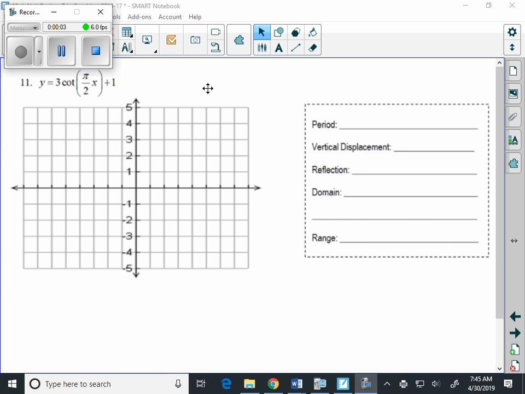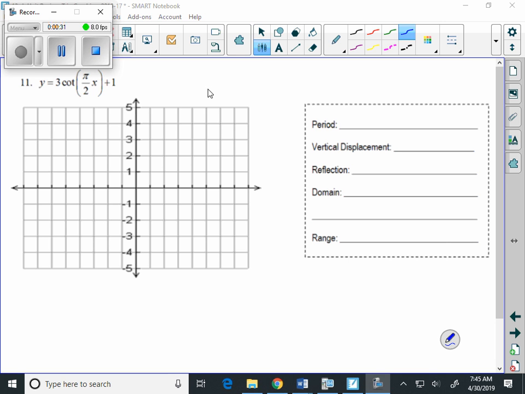y equals 3 cotangent of pi over 2x plus 1. And the first thing I want to stress on this one, like I stressed on number 9, is that the period when we're graphing cotangent, the period when we're graphing tangent is pi, not 2 pi. So as I go in order this time to graph this function, to figure out the period, we're going to take pi divided by pi over 2.